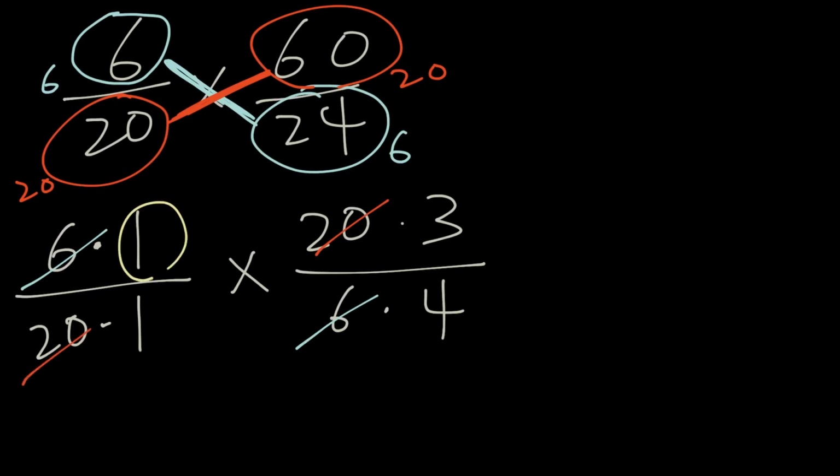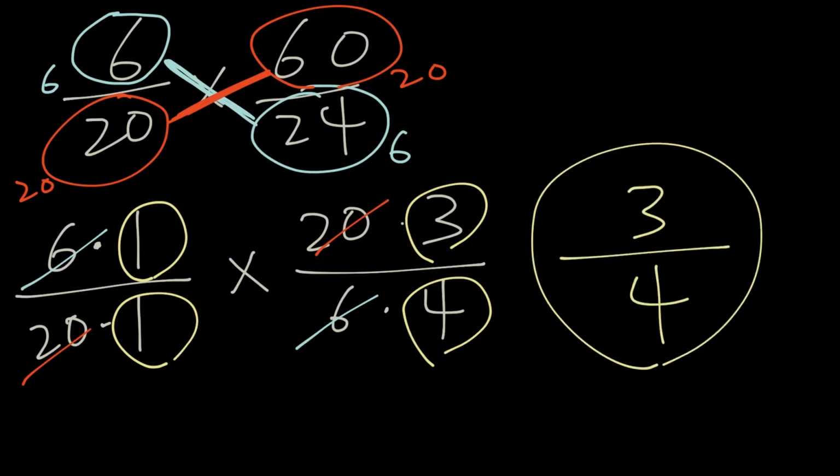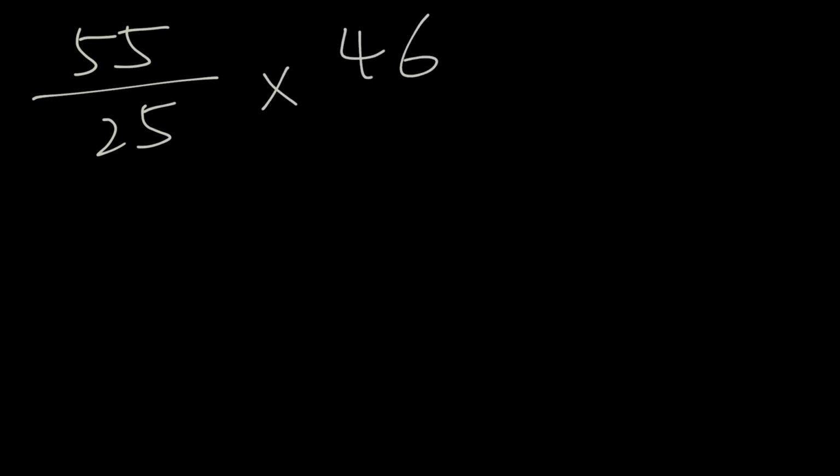And then what we have left, we would multiply them together. 1 times 3 is 3. 1 times 4 is 4. And that's our final answer. Now let's try another equation with bigger numbers. At any time during the video, feel free to pause the video if you need time to calculate yourself before the answer is determined.